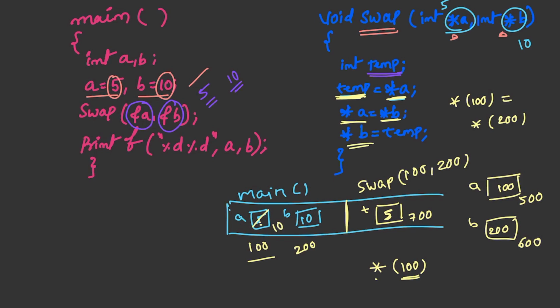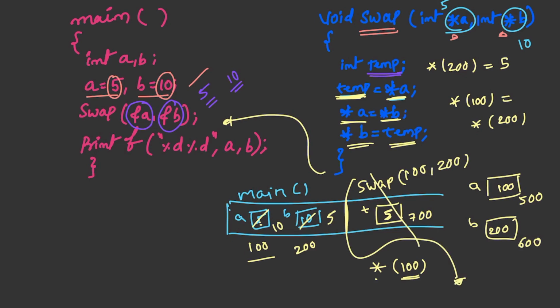Now star B equal to temp. That means that the content at 200 should be equivalent to the value which is at temp, which is 5. So this will become 5. After the control returns from here to here, actually this pops off and we don't have anything in the memory. Now we are left with A and B at 100 and 200 memory locations respectively with the value as 10 and 5. So the output of this program will be 10 and 5 respectively.